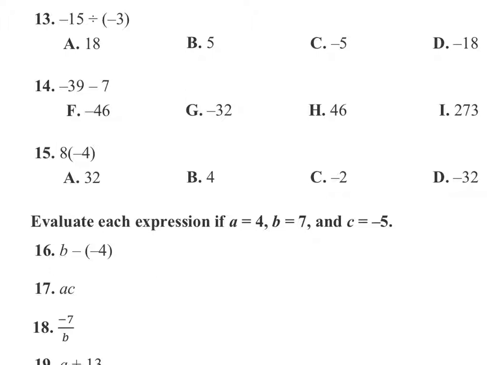Negative 15 divided by a good old negative 3. So once again, we have an even number of negatives, 2, so we know the answer is definitely positive. 15 divided by 3: 3 doesn't go into 1, but it will go into 15 exactly 5 times. Since we already know it's positive, we've got to find 5. I don't see it. B, found it.